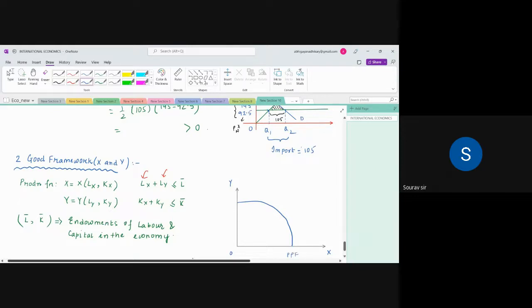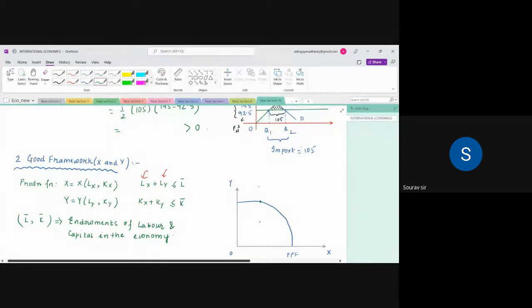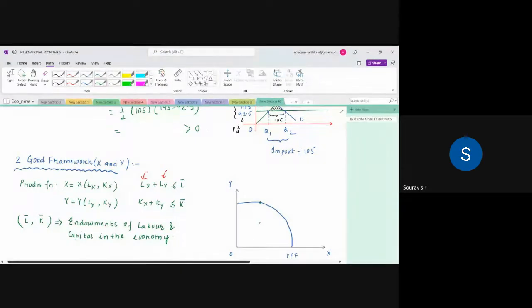And what does your PPF tell you? It basically tells you all possible combinations of these two goods that the economy can produce. If we are talking of any point on the PPF, it basically means full employment. And if we are talking of any point inside the PPF, it means full employment is not there for at least one of the factors.